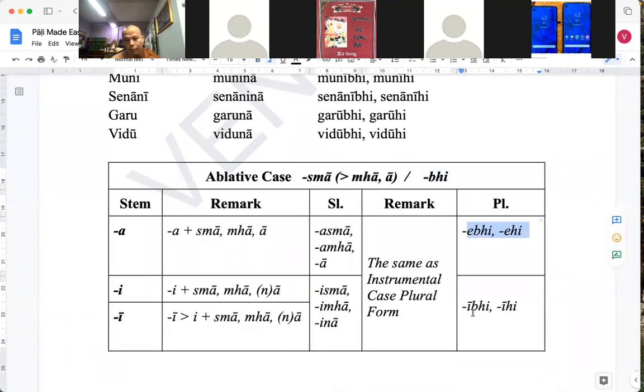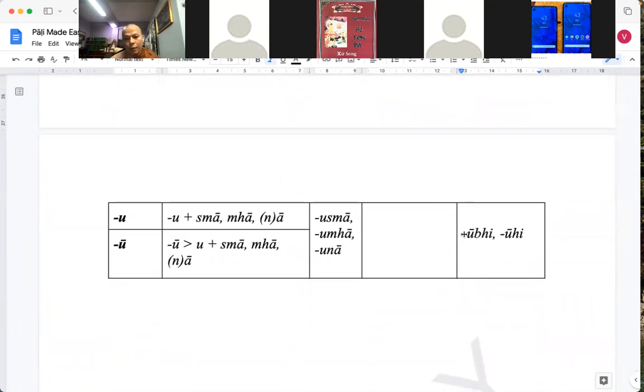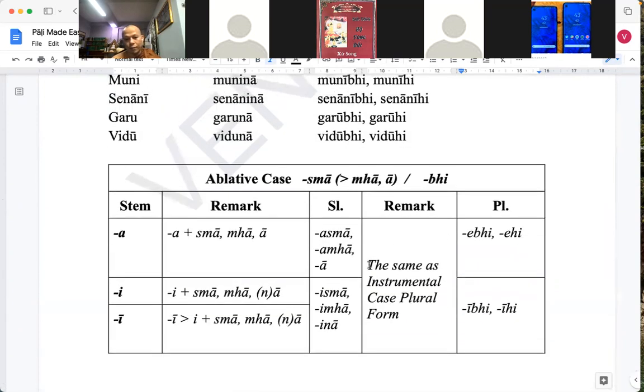Bodhebi, Bodhehi, and Bodhibi, Bodhihi. Oh, sorry, Munibi, Munihi, Senanibi, Senanihi. And then Garubi, Garuhi, Vidubi, Viduhi. The plural is exactly the same as the instrumental. That is why there is a remark here: the same as the instrumental case plural form.